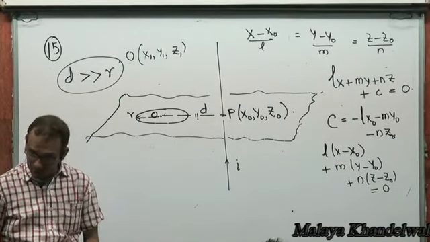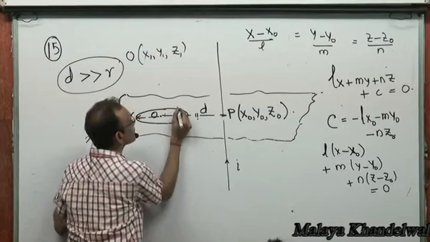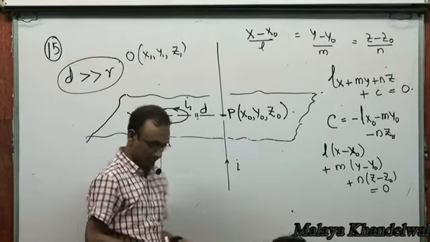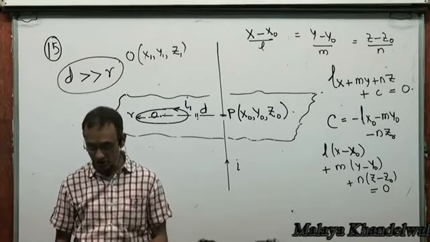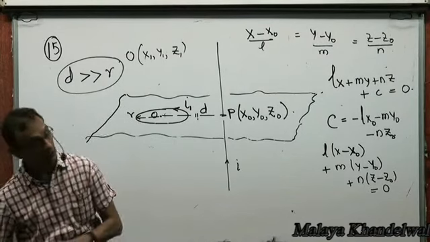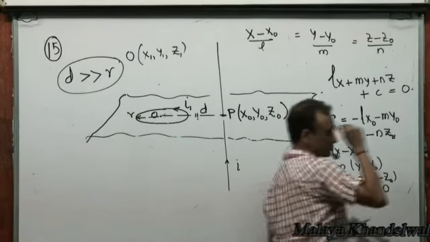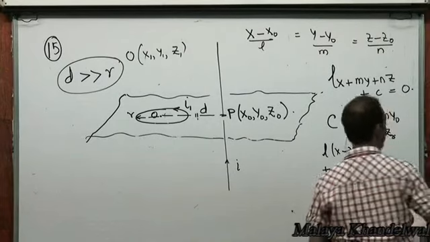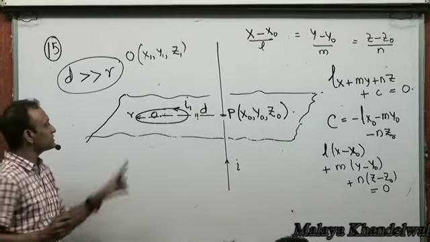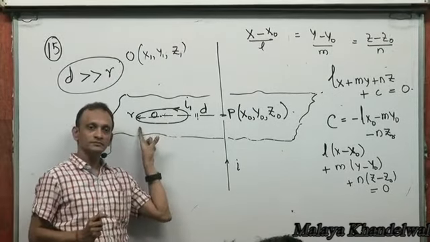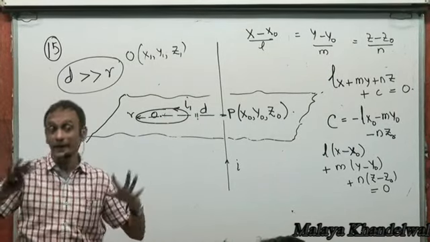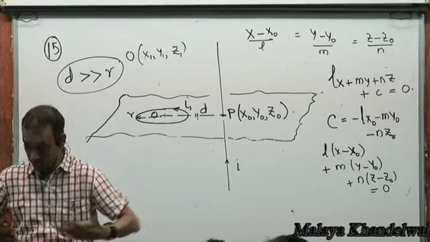Now this circular loop carries a current I1. With D much larger than r, we want to calculate the torque experienced by this loop. Now, one thing. This is a current carrying loop, right? And it has its magnetic moment. Magnetic moment of the loop is I into A, right?